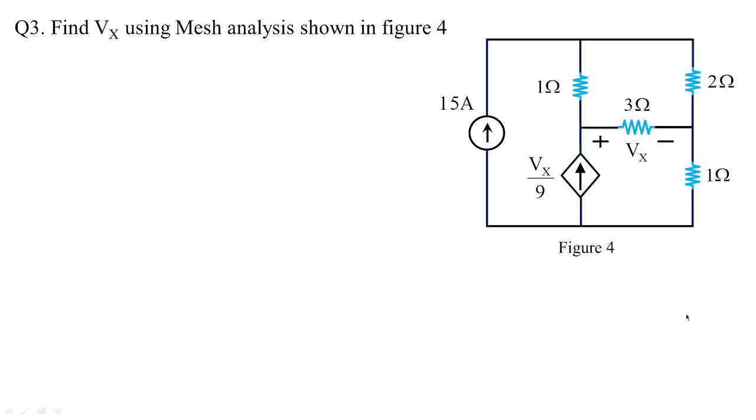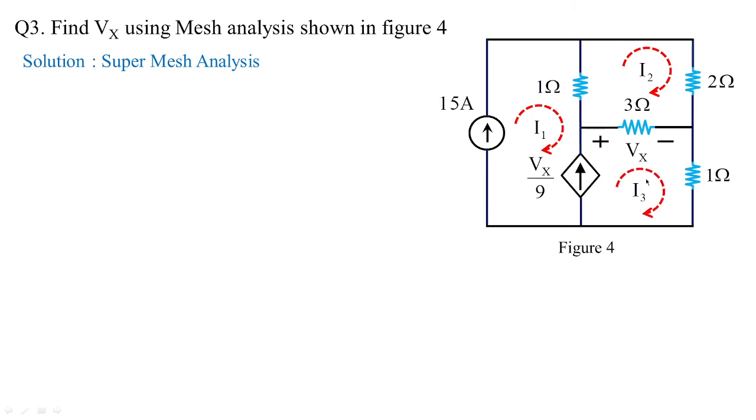Now we need to find out the value of Vx using mesh analysis for the circuit in figure 4. Vx is the voltage measured across 3 ohms. Since it's a mesh analysis, directly we'll go with the supermesh analysis. So I've selected I1, I2, I3 directions like this.